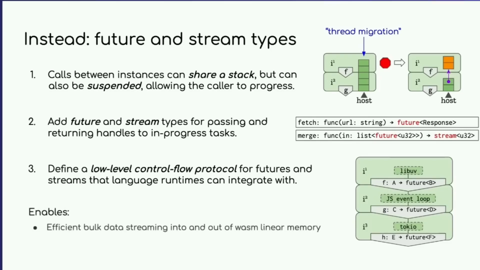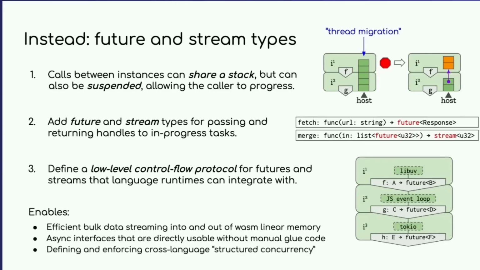And what this enables is efficient bulk data streaming into and out of WASM linear memory, async interfaces that are directly usable without manual glue code, and defining and enforcing cross-language structured concurrency, which is a whole separate topic that I don't have time to get into, but it's enabled by the high-level nature of futures and streams.